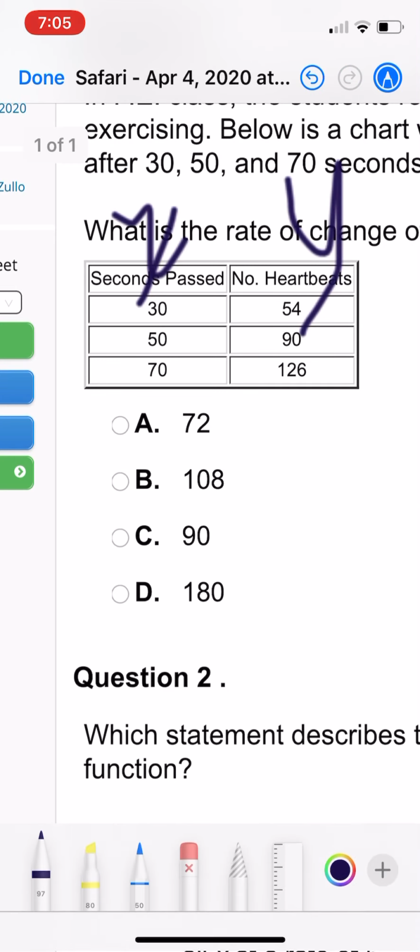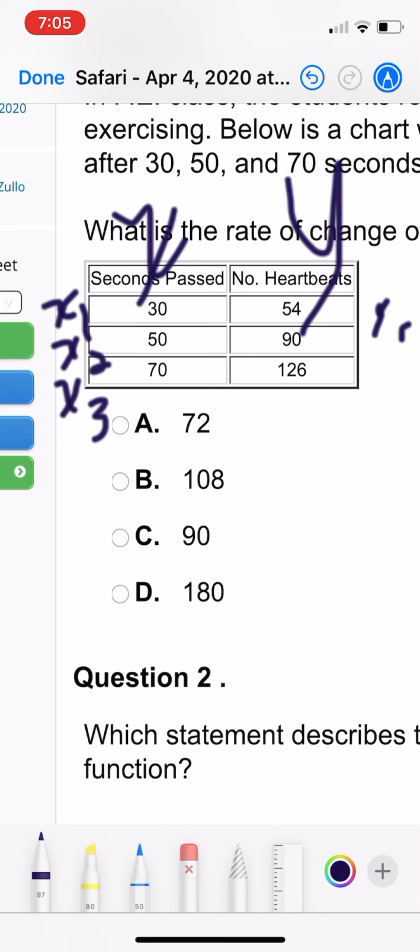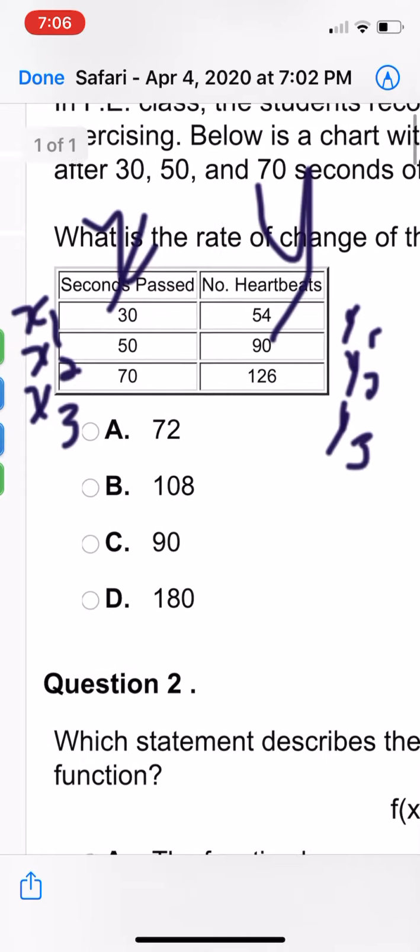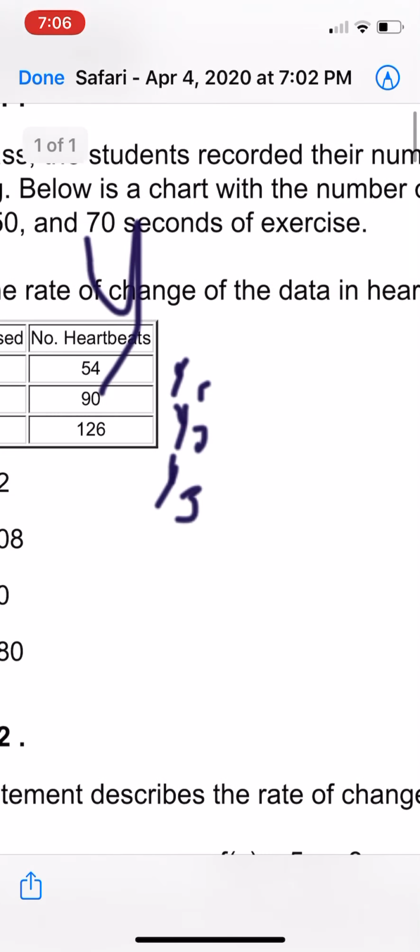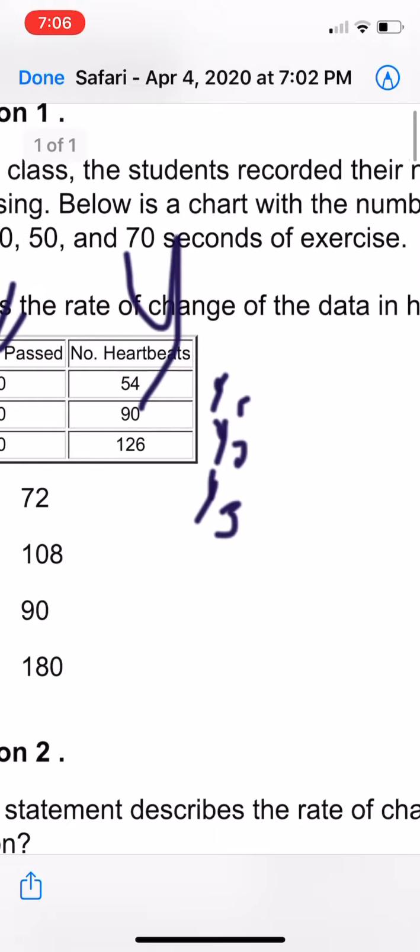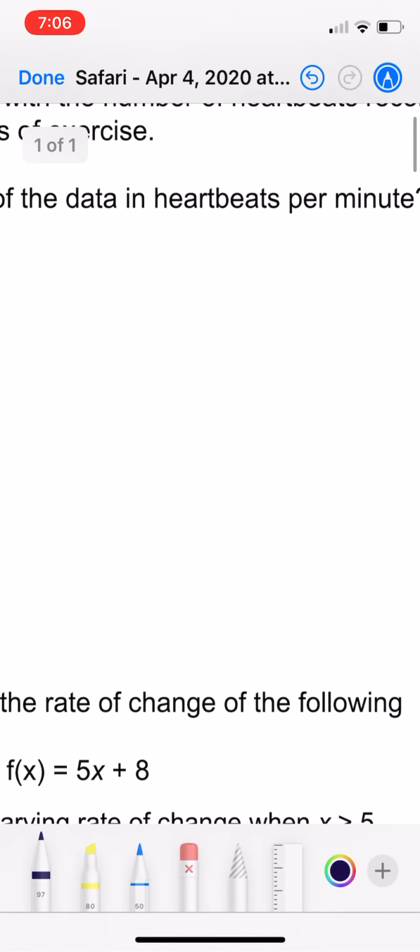So I could call 30 my X1, 50 my X2, and 70 my X3. Over here on the right, 54, I could call my Y1, 90 is my Y2, and 126 is my Y3. Okay? Those are just subscripts, just labeling the order in which they go in. All right? So in order for us to find the rate of change, I need to find the slope. I'm using these numbers. So my slope formula, I just showed it to you before, so you could look at that.